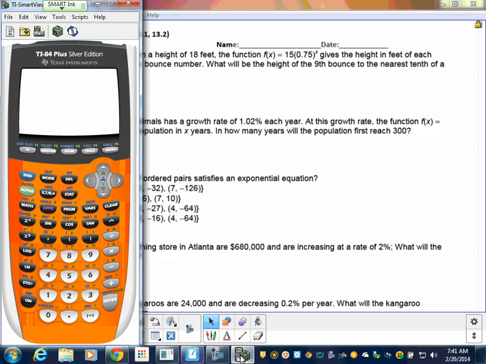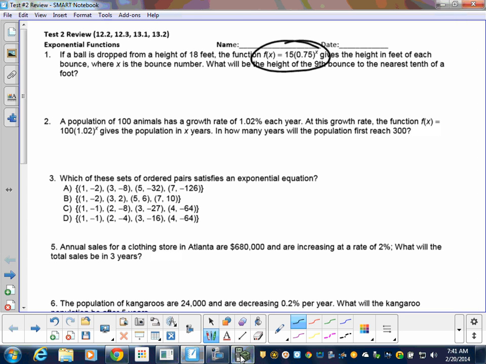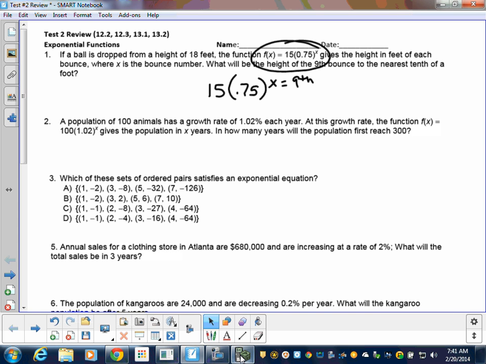So what they want us to do is take this formula right here, 15 times 0.75^x, and plug in the number 9. Okay, they've already done all this prep work for us. They've already told us that this ball is bouncing.